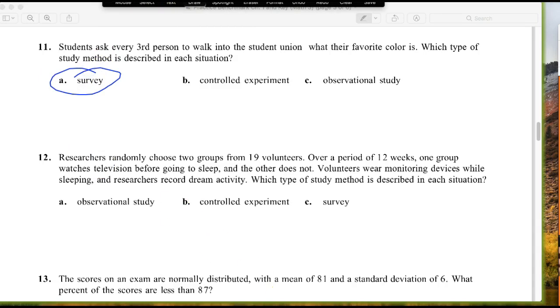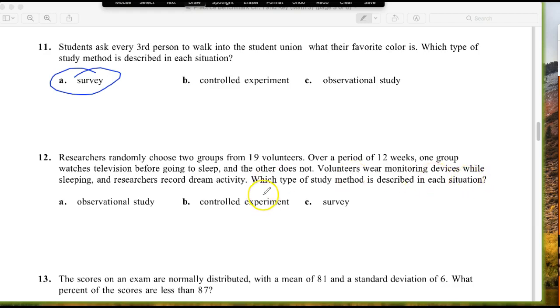Researchers randomly choose 2 groups from 19 volunteers. Over a period of 12 weeks, one group watches television before going to sleep and the other does not. Volunteers wear monitoring devices while sleeping and the researchers record dream activity. Which type of study method is described in this particular situation?